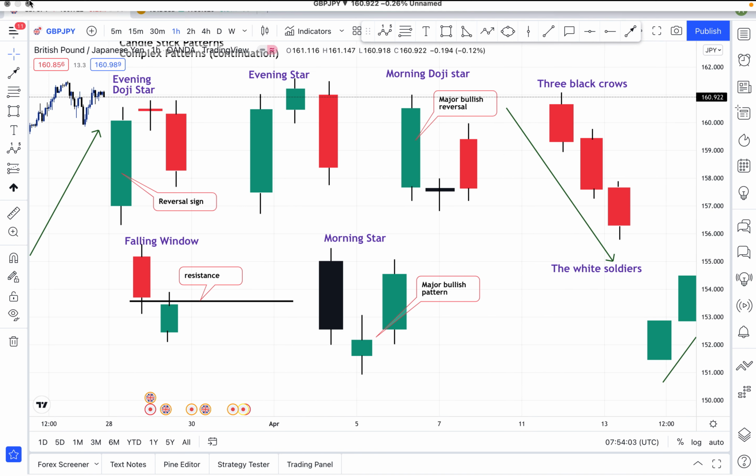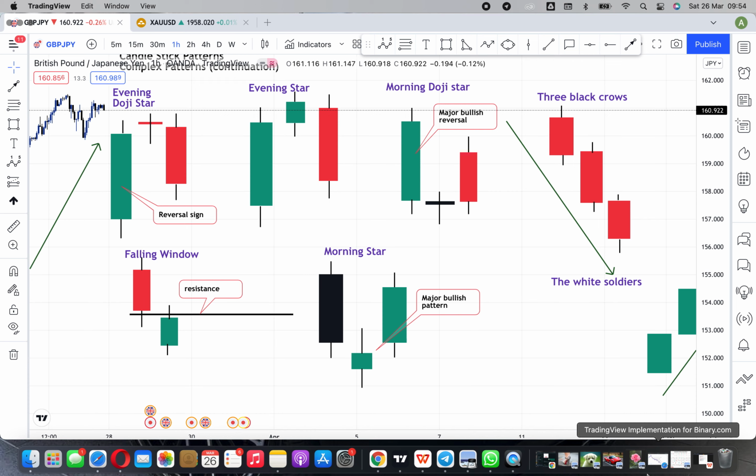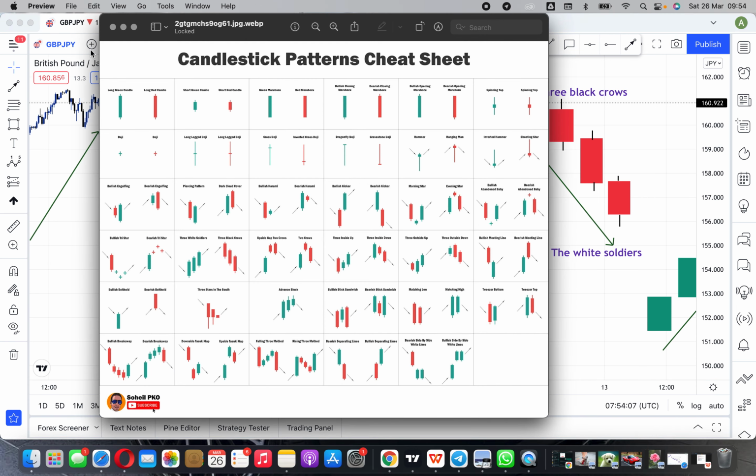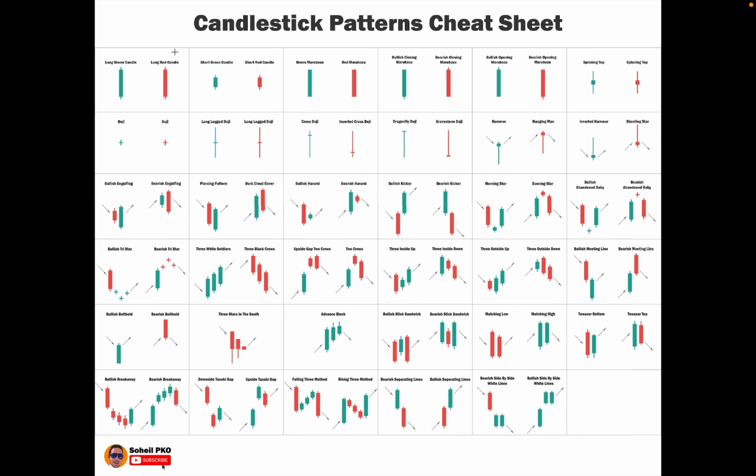So these are some of the things that I like to show you, and I'm going to explain them. So this is very good. A long green candle is what? It's just a buying candle.